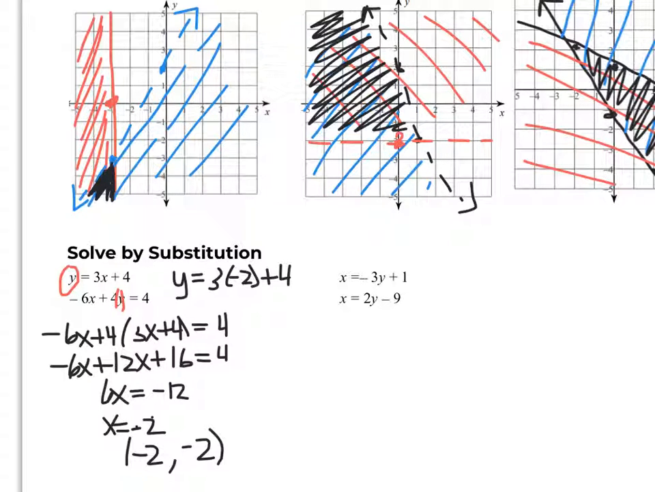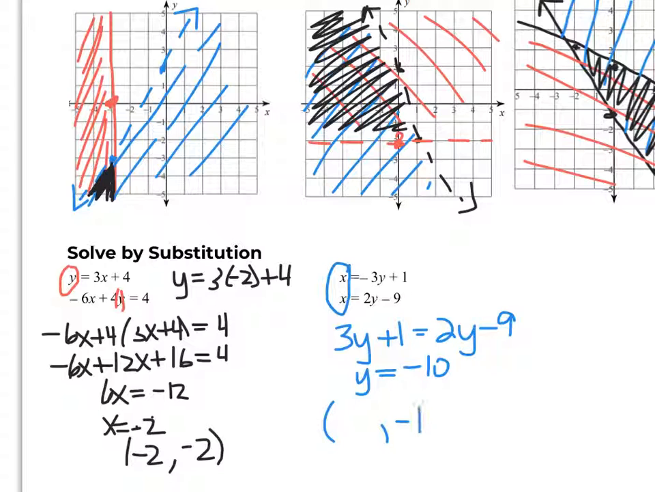Sometimes the sides are already the same. So if the left sides of the equations are the same, that means the right sides of the equations have to be the same, aka equal. All right, so then y equals negative 10. And I'm going to substitute back into one of the equations.